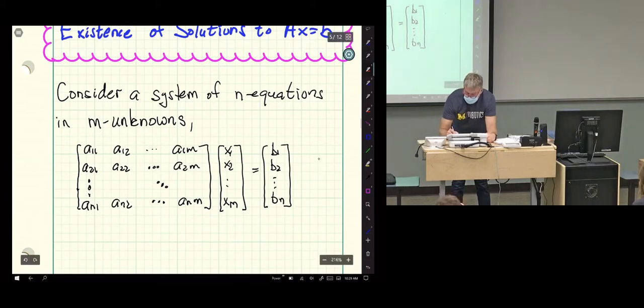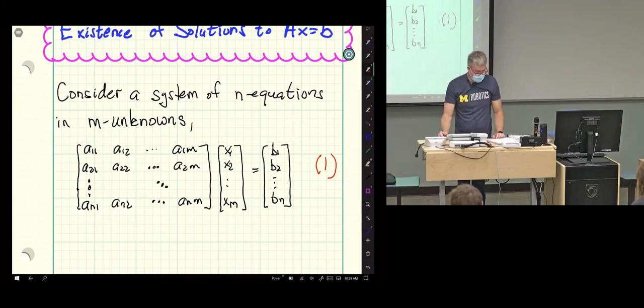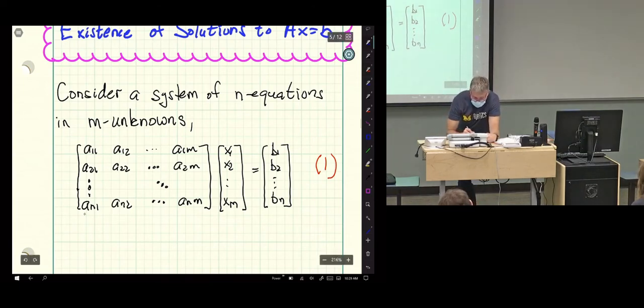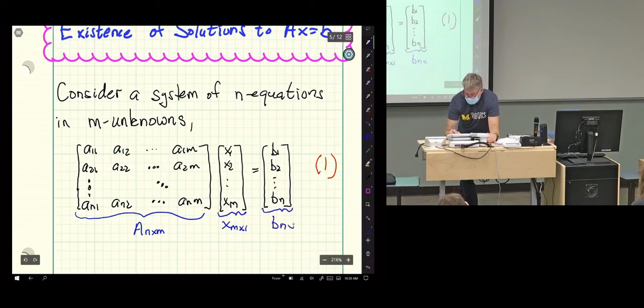Okay, so I'm going to start my numbering all over with this new topic, call that equation 1. That's A, and it's n by m. This is x, it is m by 1, and this is B, and it is n by 1. Just emphasizing the sizes.